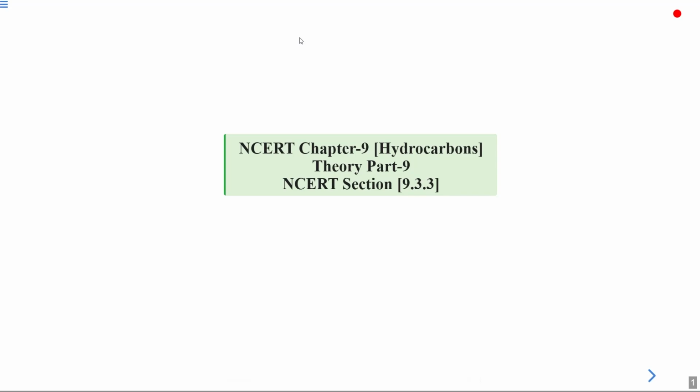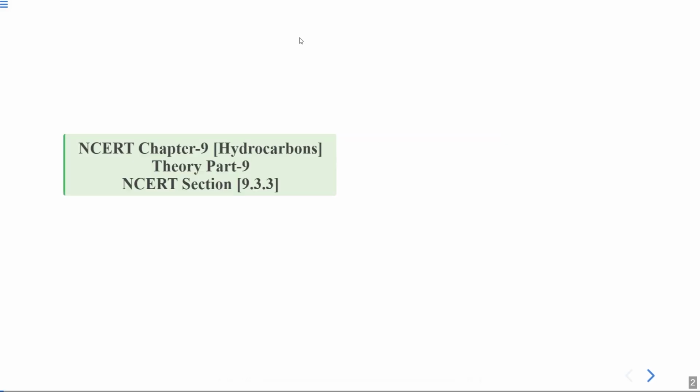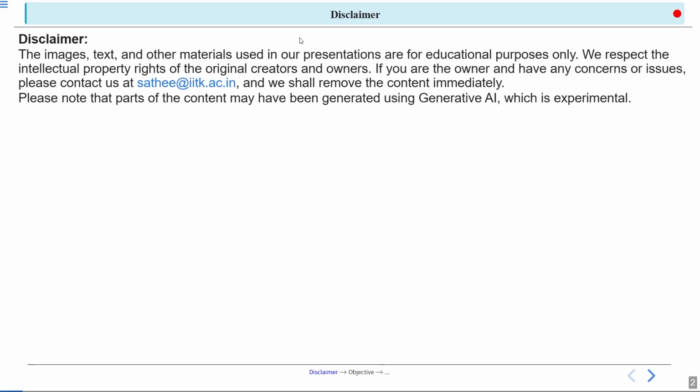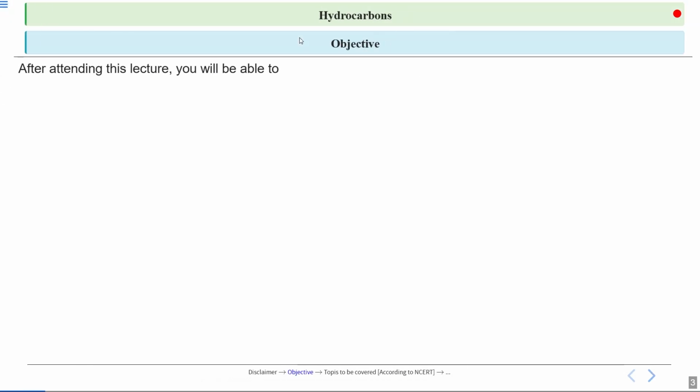Hello students, so let us continue our chapter 9 hydrocarbon. Today we will see the theory part 9 and in this we will cover the NCERT section 9.3.3. So this is our disclaimer. The learning objective of today's class will be describing the isomerism in case of alkenes.